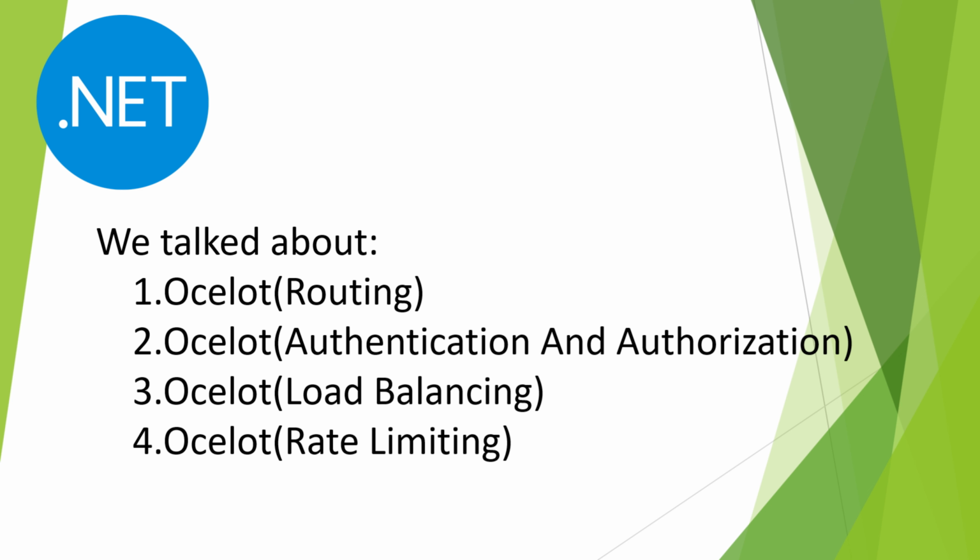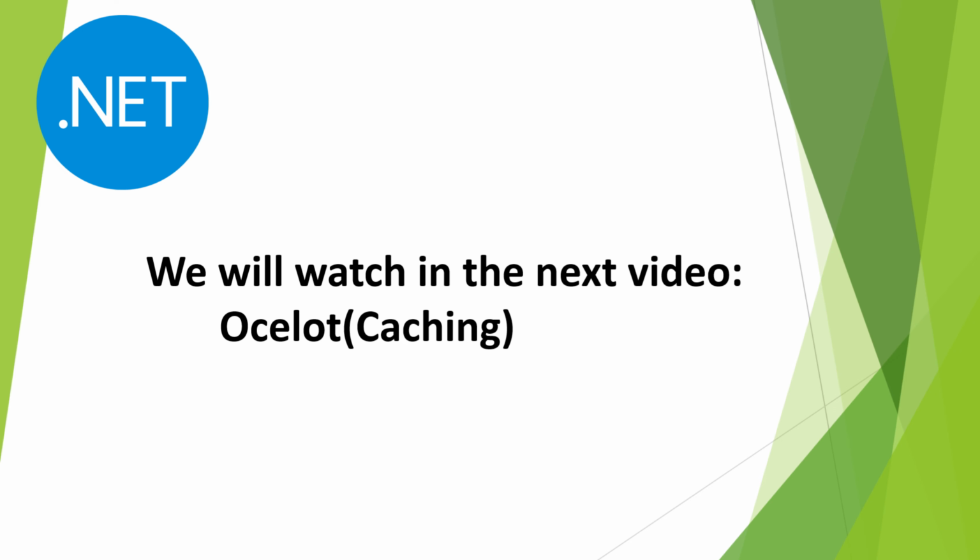And finally, today we implemented rate limiting. We configured Ocelot to restrict clients to a maximum number of requests per time period, preventing abuse and ensuring fair usage of our APIs. In the next video, we will dive into another exciting feature of Ocelot, caching. Caching can significantly improve performance by reducing the load on your backend services and speeding up responses for repeated requests. I'll show you step by step how to set it up and configure it effectively in Ocelot. So stay tuned for that.